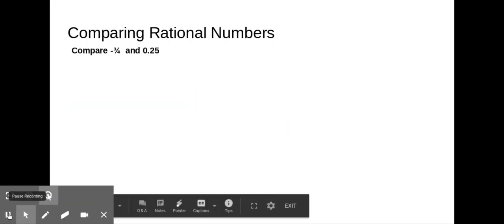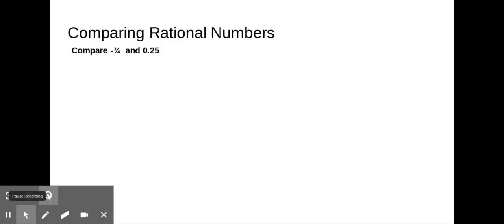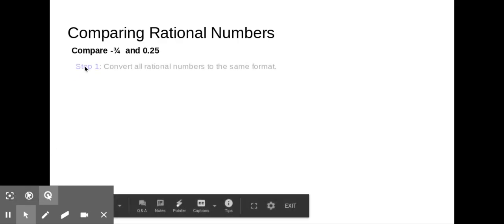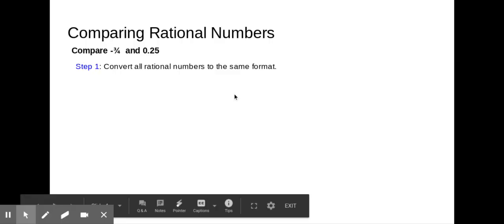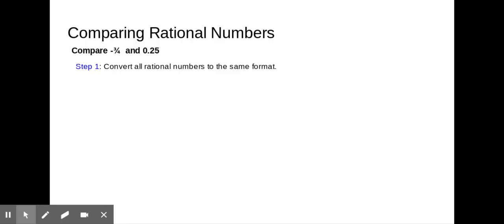So I have two rational numbers here, negative 3/4 and 25 hundredths, and they want me to compare them. So I have to start with step 1. Step 1 is to convert all rational numbers to the same format, because it's really hard to compare a fraction to a decimal because it's hard to know where they would line up on a number line, right? When we compare things, we're usually putting them on a number line.